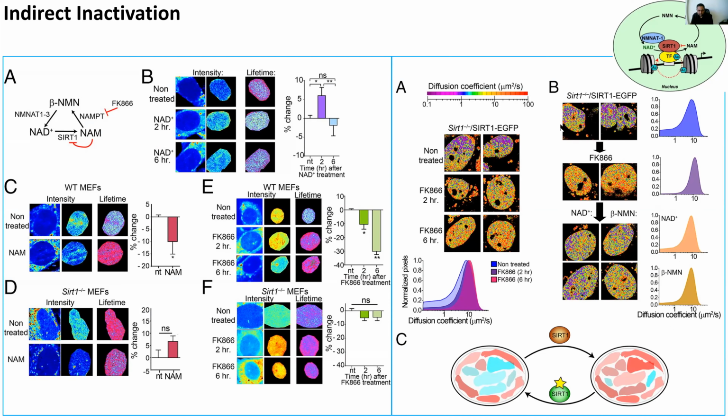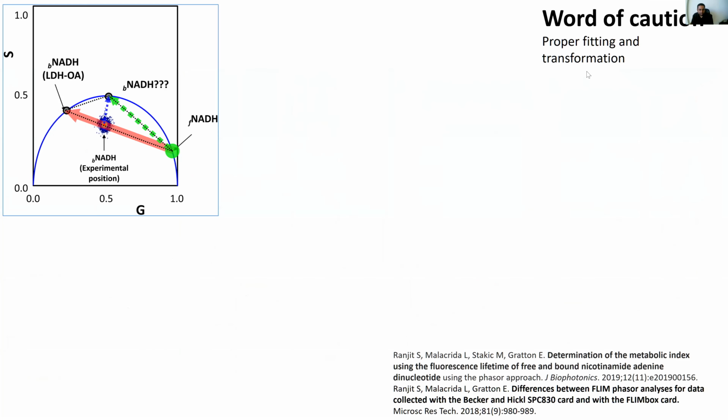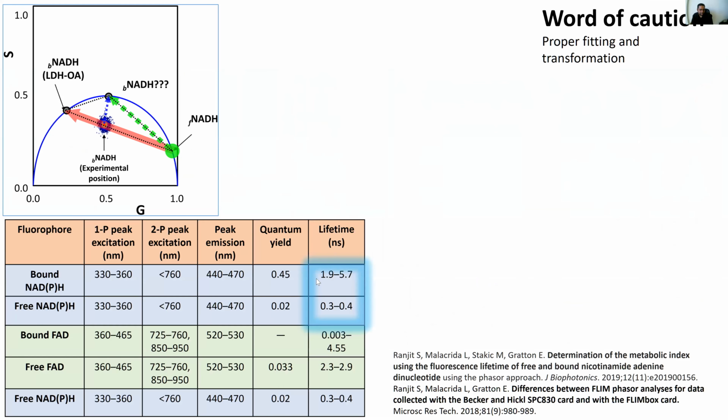So that got published a few years ago, but there is a word of caution, and this is sort of the papers that Lionel was talking about before we started. If you look at the publications on phasor, you see different trajectories for NADH, different positions for bound NADH. Some people put it here, some people put it in the middle. Why? Well, one reason comes from the difference in the bound NADH lifetime, because depending on what protein it is binding to, it can have a different lifetime, and that would change the position here.